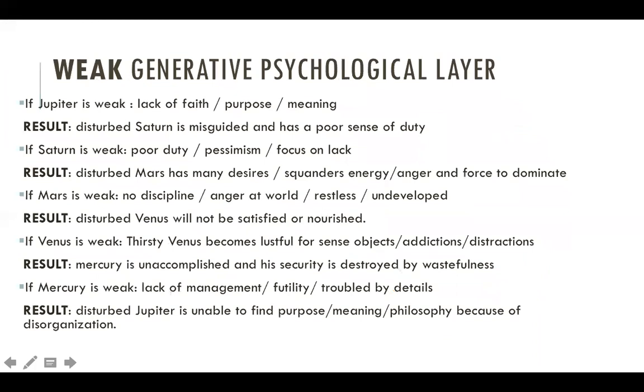Now, the psychological layer of that is, if Jupiter is weak and we have a lack of faith, purpose, and meaning, then a disturbed Saturn is misguided and has a poor sense of duty, right? Without purpose, our duty becomes misguided. And if Saturn is weak and we have a poor duty or pessimism or focus on lack and what we don't have, then our Mars is disturbed and we have many desires, we squander our energy, we are angry, and we are forced to dominate others because we are so lacking. Now, if Mars is weak and we don't have any discipline, we're angry at the world, we're restless and undeveloped, the result is the disturbed Venus in our life will not be satisfied or nourished.